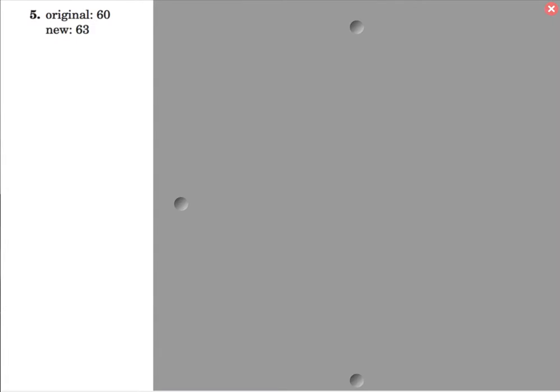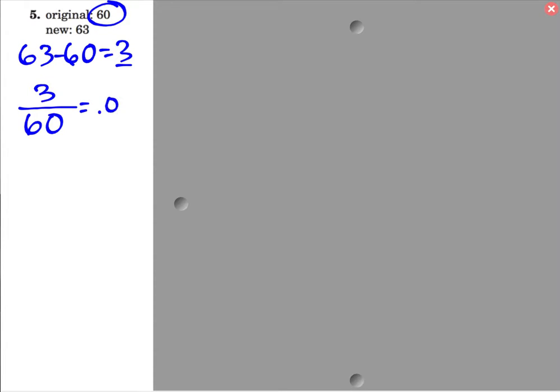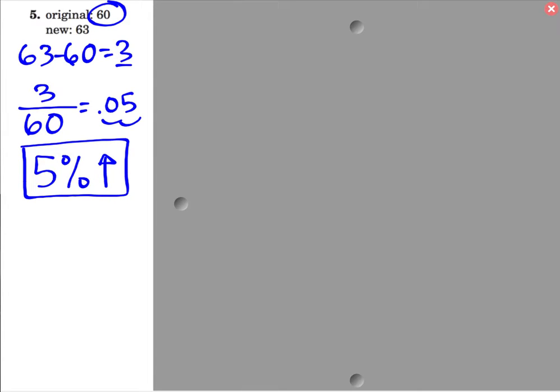Next example, the original is 60, the new is 63. That would be 63 minus 60, giving us a change of 3. We need to compare that to the original, 60. That gives us 0.05, change to a percent. This is 5% and it went up, so it is an increase, 5% increase.